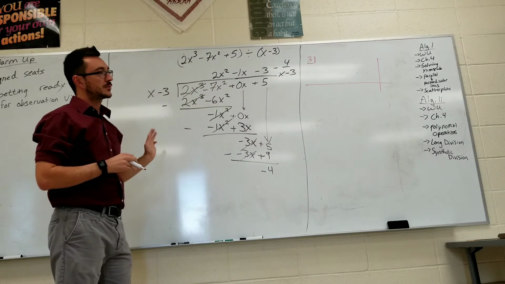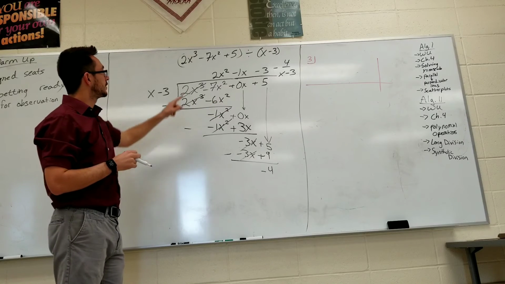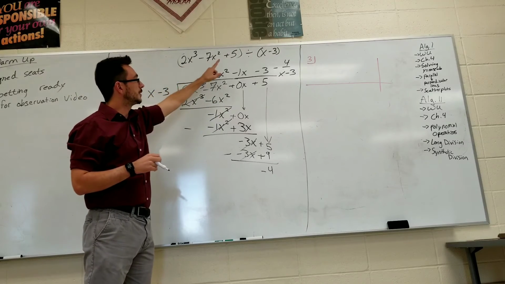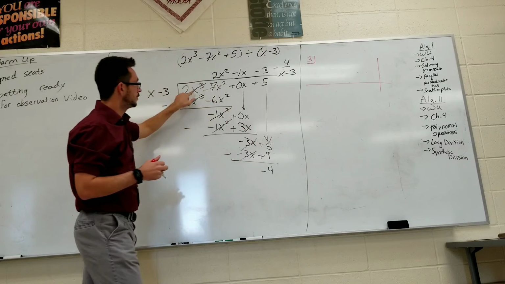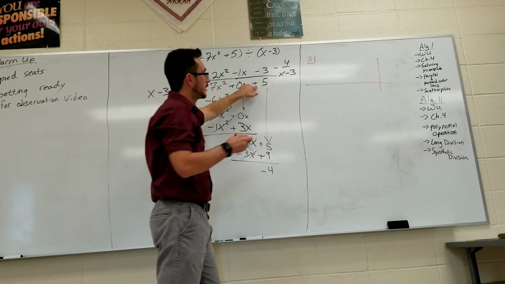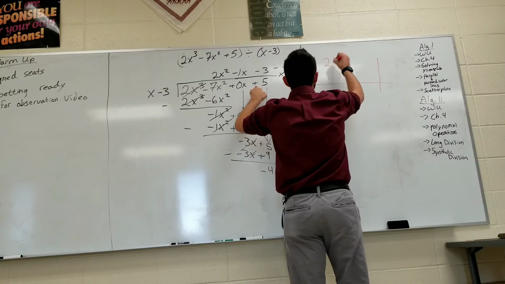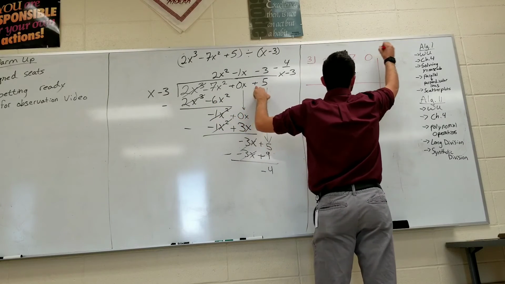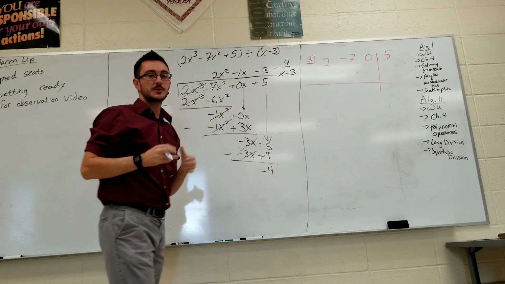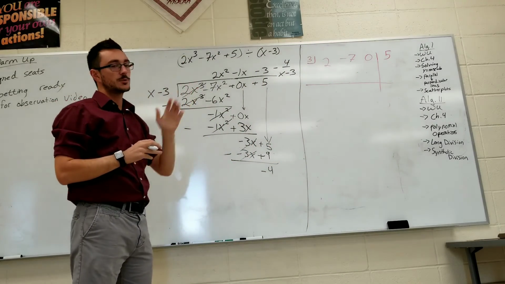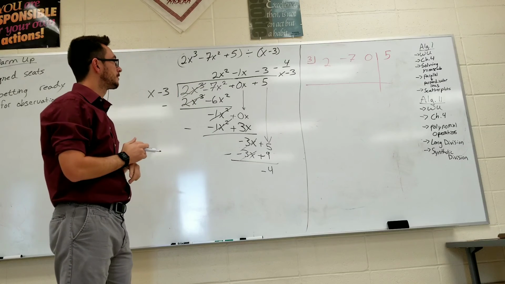All right, I mentioned I'm going to have a row of numbers across the top here. It's going to be the coefficients from this, and I do need the placeholder here as well. So I'm going to have a 2, a negative 7, a 0, and a 5. No matter how many terms I have, the last one's the one that goes on the other side here.